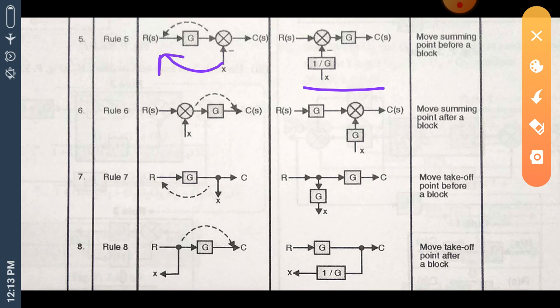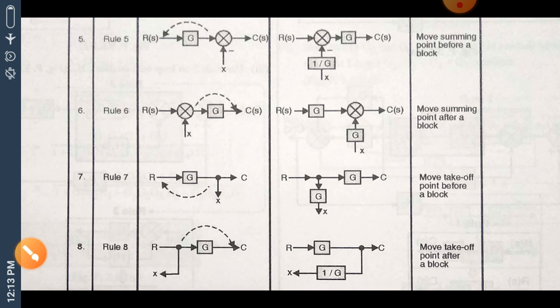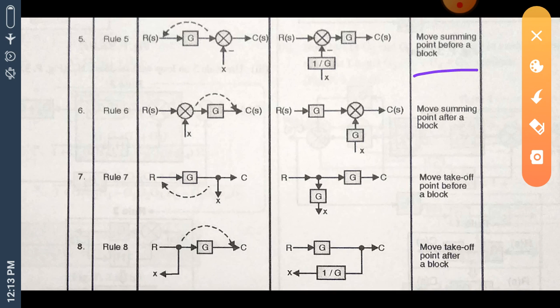We have to add a block 1 upon G in the path of X. This addition of a block 1 upon G in the path of X will give us an equivalent block diagram as here. So while moving a summing point before a block, we have to add the reciprocal of the block which is in the forward path into the path of X.